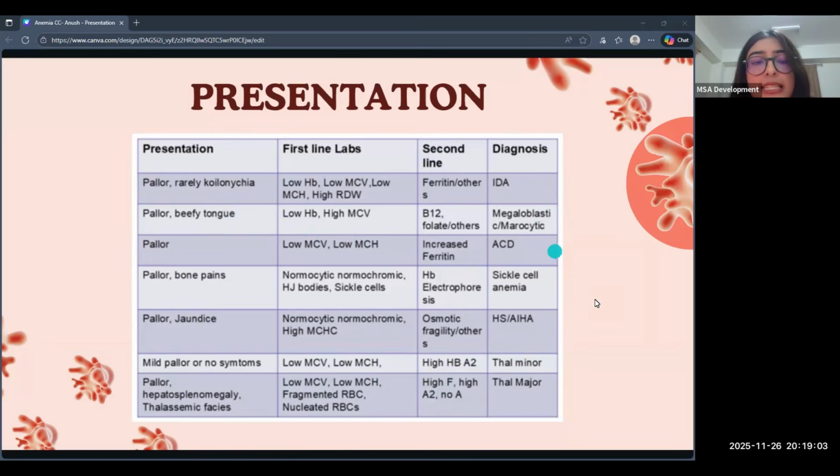In megaloblastic anemia, the patient will have a beefy tongue. In anemia of chronic disease, it's mostly diagnosed after ruling out other pathologies. In sickle cell anemia, the patient will have bone pains. It could also present as a sickle cell crisis, which we will also talk about. Then we have hereditary spherocytosis or autoimmune hemolytic anemia. These are hemolytic anemias, which means there's RBC destruction, and that's why we'll have jaundice.